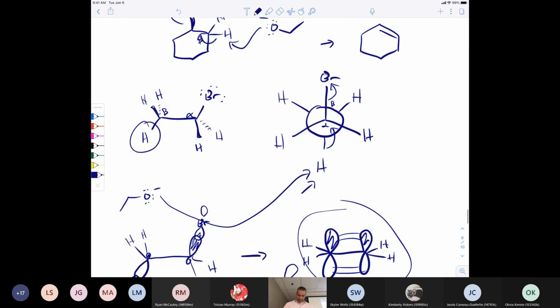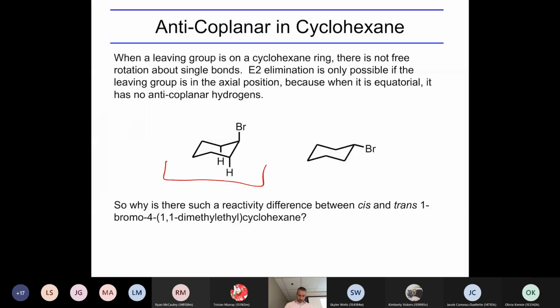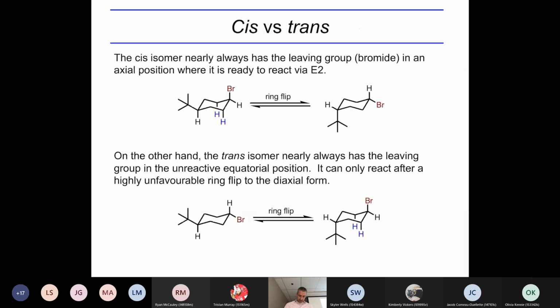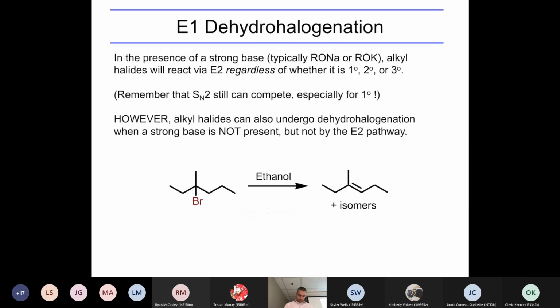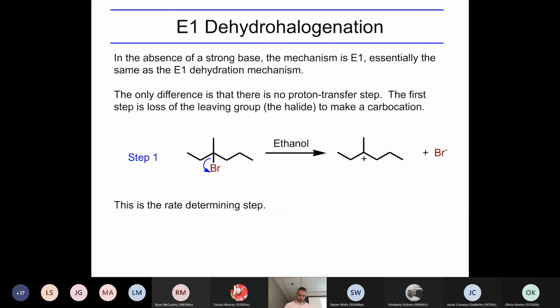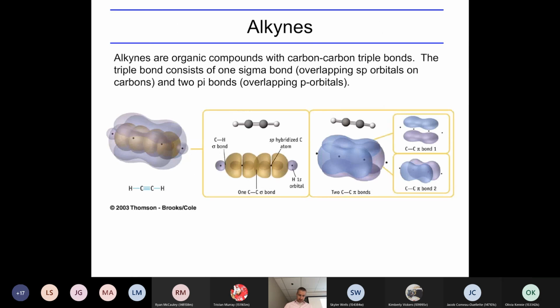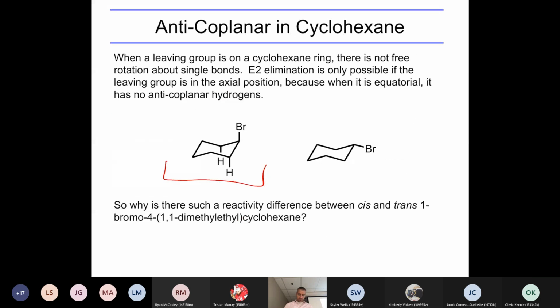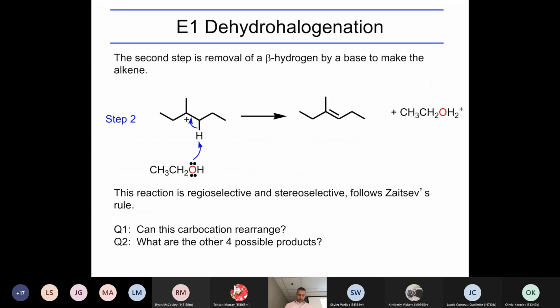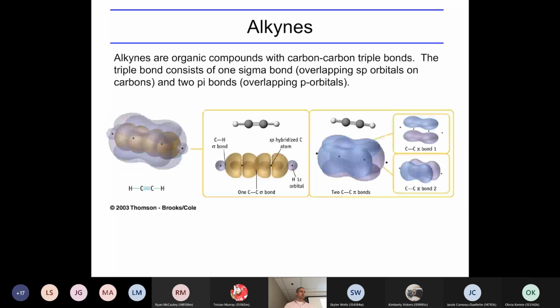It's great. What else do we have here? Anticoplanar, we talked about this. Dehydrohalogenation, we talked about to death in the previous chapter. There's nothing new here. The only thing that's new, which we're not going to do right now, is some alkyne chemistry. Related because we're making multiple bonds, but it's separate from everything else we've done in the last 2 units.